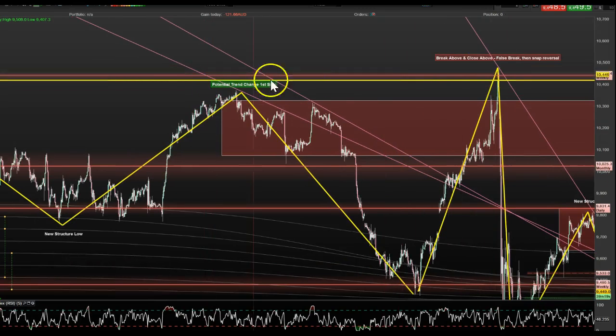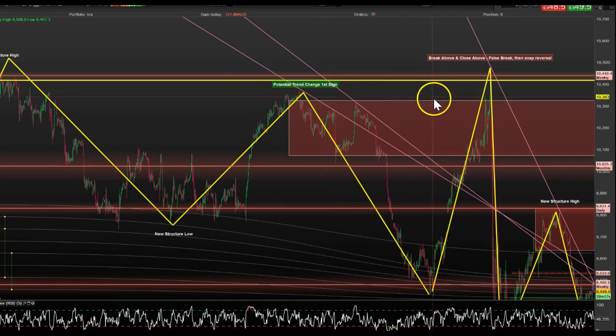So at this point, this is telling me that this is a potential false move. This is telling me that this is breaking structure again, so we're likely going to see a change in trend again.